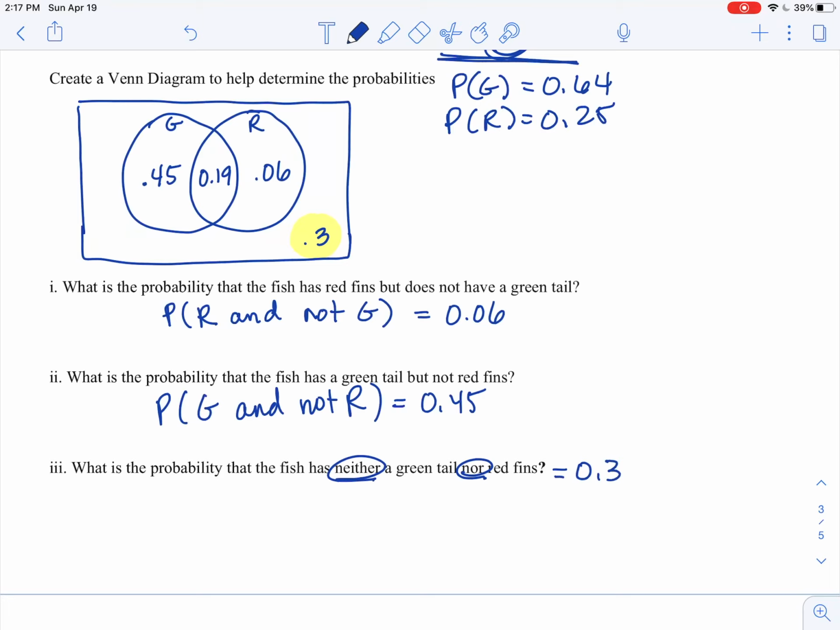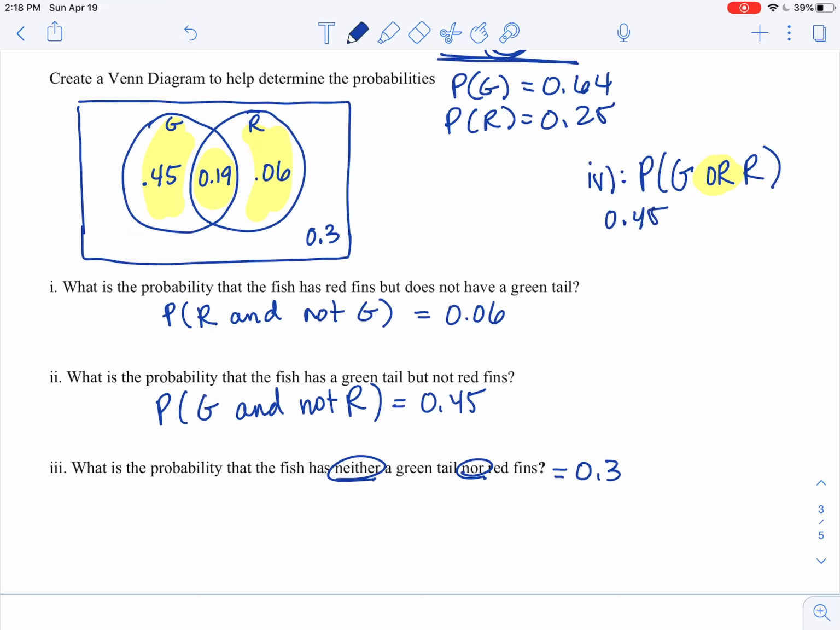Just to do one last one, so that you're aware of this when we get into some calculations, what if they asked you, number 4, what's the probability of choosing a fish that has either a green tail or red fins? If you were going to do that one, remember the way you would do this, let me erase this for a second, this is 0.3, is that you're adding up for an OR probability. That means you're adding up everything that's in G that's not in the overlap, everything that's in R that's not in the overlap, and the overlap only one time. That's the most important thing with these OR probabilities: don't count the overlap twice.